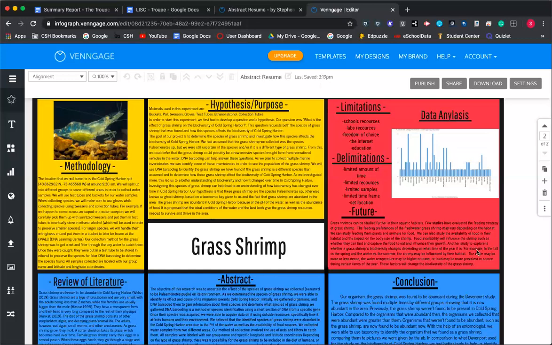Limitations of this experiment were the school's resources, the lab's resources, freedom of choice, the internet, and our education. Delimitations of this experiment were the limited amount of time, limited resources, limited samples, limited time frame, and our set location. In data analysis, we will see the amount of each organism that was collected.